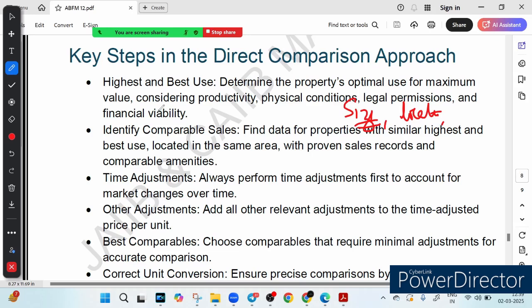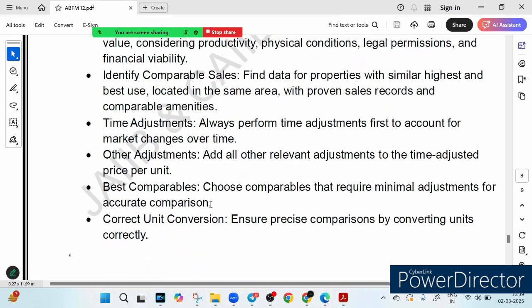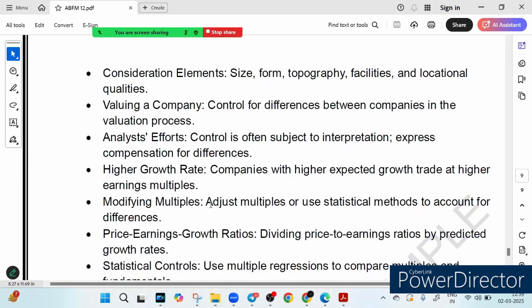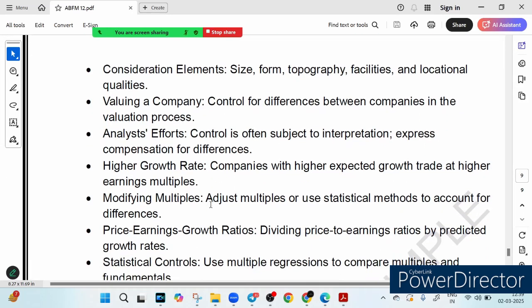So first we look at the business size and scale, just like a 5-bedroom villa costs more than a 2-bedroom flat. A big company with strong operations commands a premium. Then we look at growth and future potential. Higher growth rate: a company expected to grow rapidly will trade at a higher valuation. For example, a startup with huge future earnings may be valued more than an old, slow-growing company.